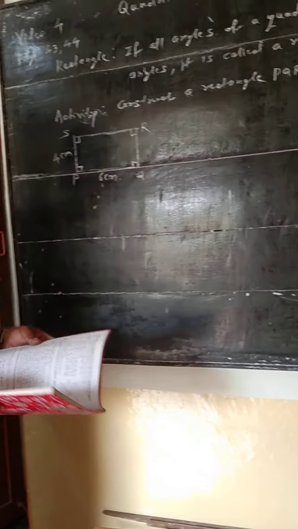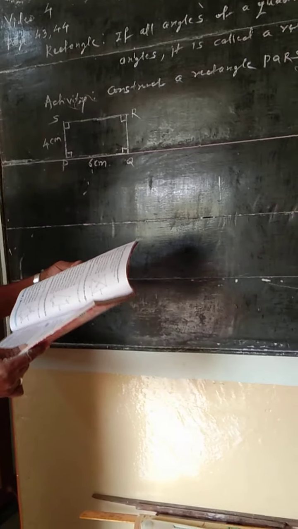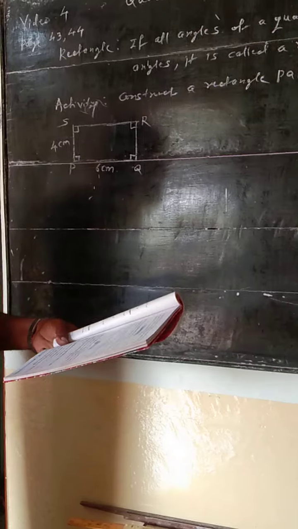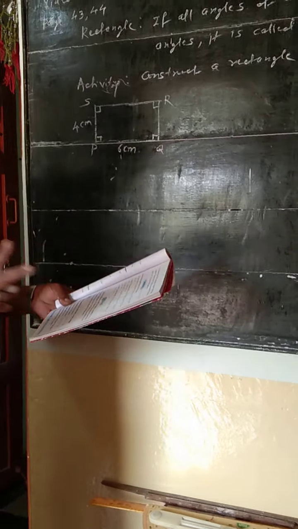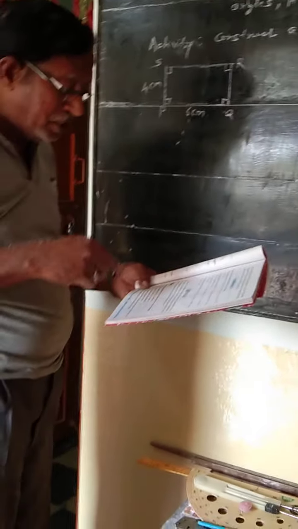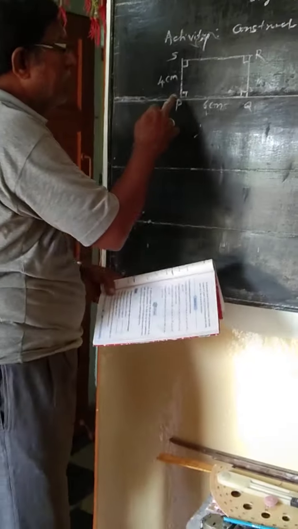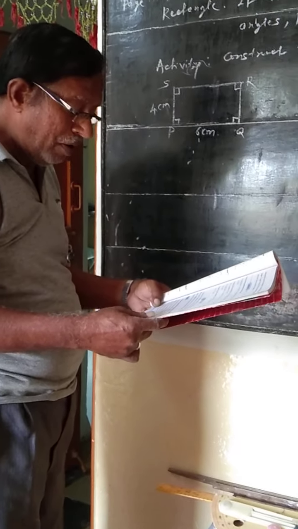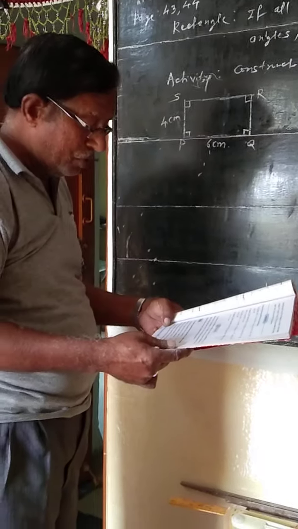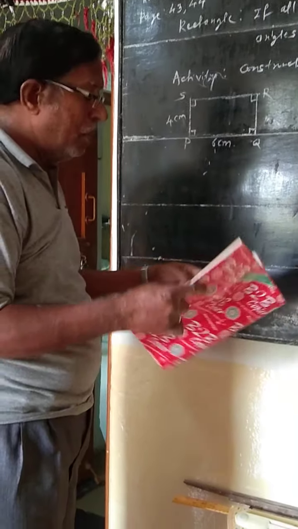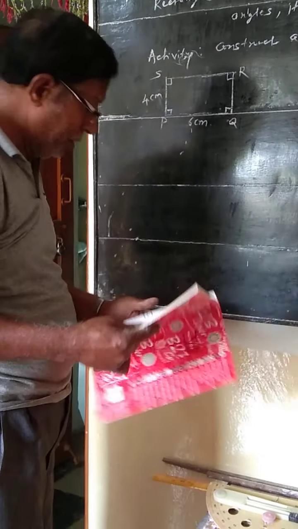Out of 10 elements, if we know 5 elements, then we can construct a quadrilateral. Among the 5 elements given, at least 2 have to be lengths. Here, 2 lengths of adjacent sides and 3 angles are given, and the 3 angles are this 90, this 90, this 90. From the definition, all angles of a rectangle are right angles. So if you know 2 adjacent sides, you can construct a rectangle. So how do we construct this rectangle PQRS?